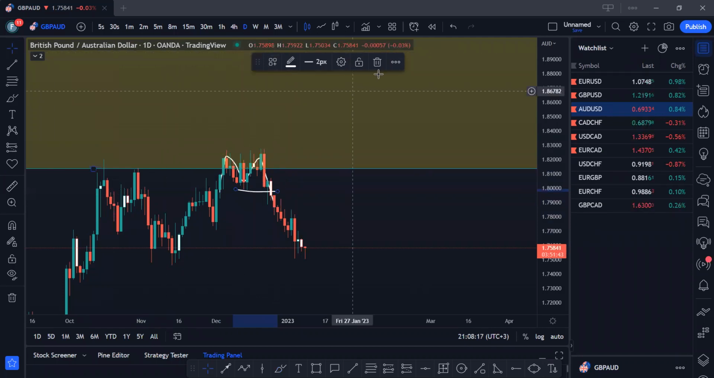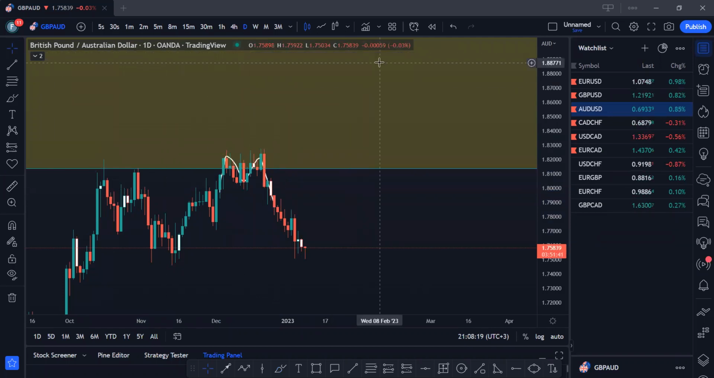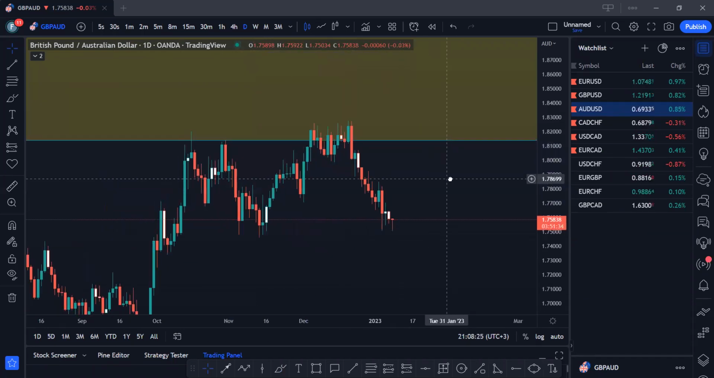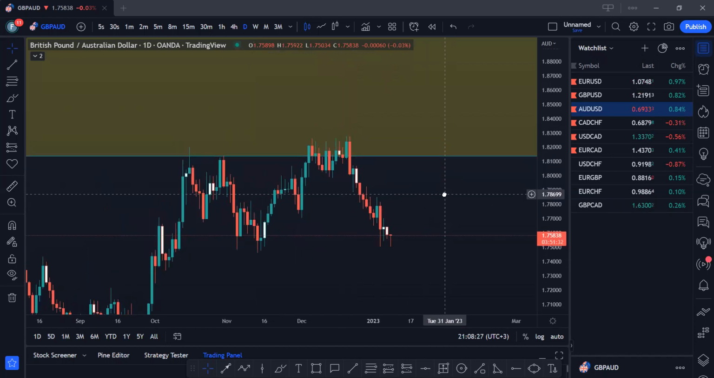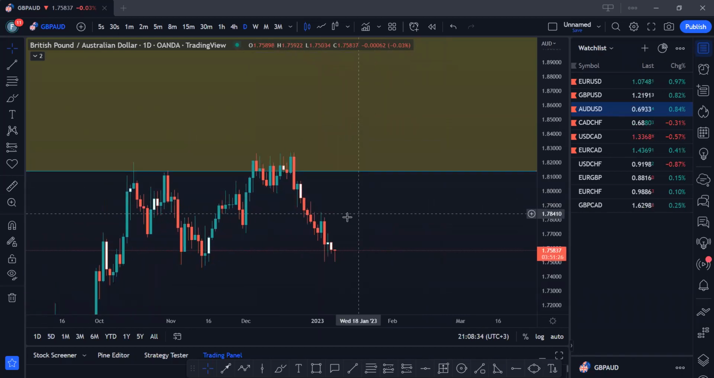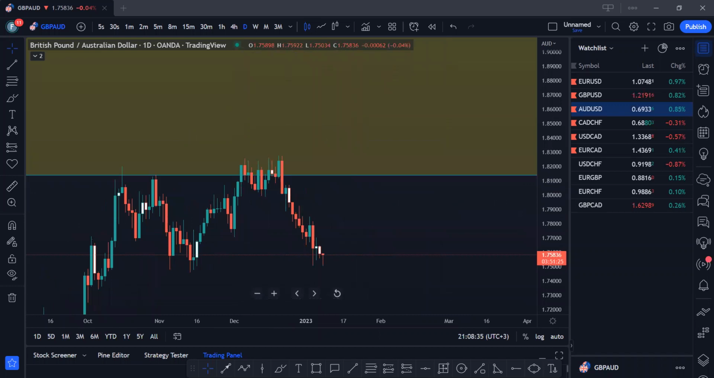So on GBP AUD, on weekly, we have the sellers are active on weekly. Also on daily, we have active sellers on daily. Okay, so what we can start doing is to possibly wait for price to retrace. So I recommend that this is daily chart. This is a supply zone.